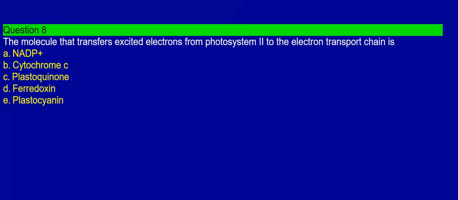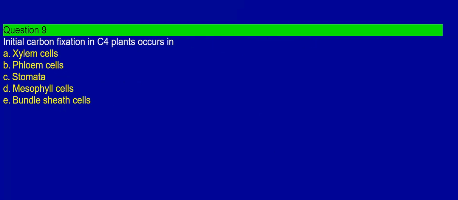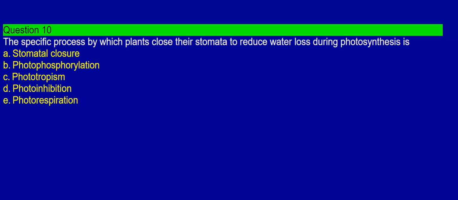Question 8. The molecule that transfers excited electrons from photosystem 2 to the electron transport chain is NADP+. Question 9. Initial carbon fixation in C4 plants occurs in. Question 10. The specific process by which plants close their stomata to reduce water loss during photosynthesis is.